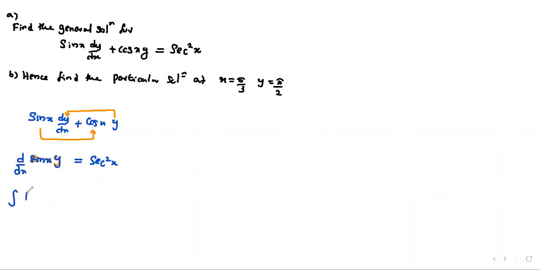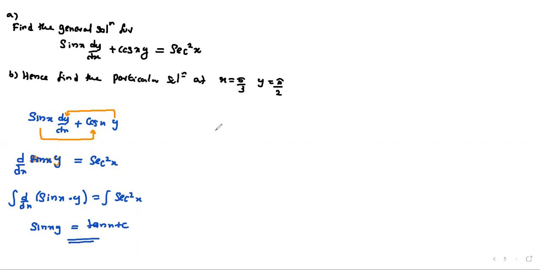Then you can integrate both sides. d by dx of sin x into y equals the integration of sec squared x. So this whole function is differentiated and integrated. Therefore, it turns up to sin x y equals the integration of sec squared x, which is tan x plus c. This is the general solution.